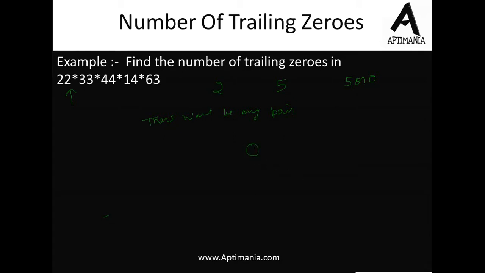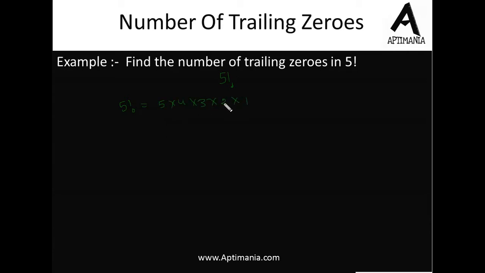Moving to the next part. Number of trailing zeros in 5 factorial. We know that 5 factorial is 5 into 4 into 3 into 2 into 1. So let us check for the number of 5's. We have 1 5 only. Number of 2's we have 1 2 from here and 2 2's from here. So we have 3 2's whereas we have 1 5 only.